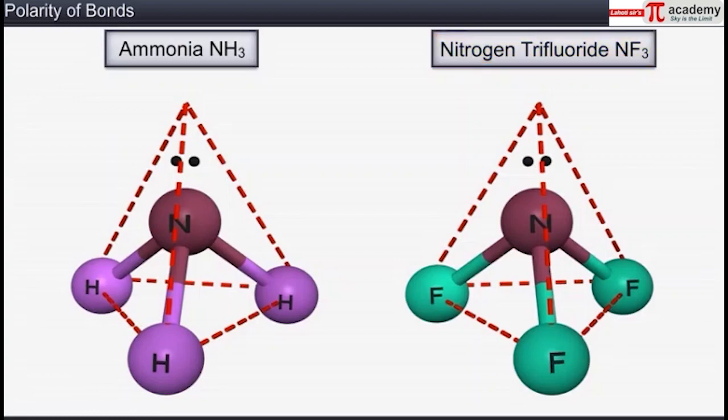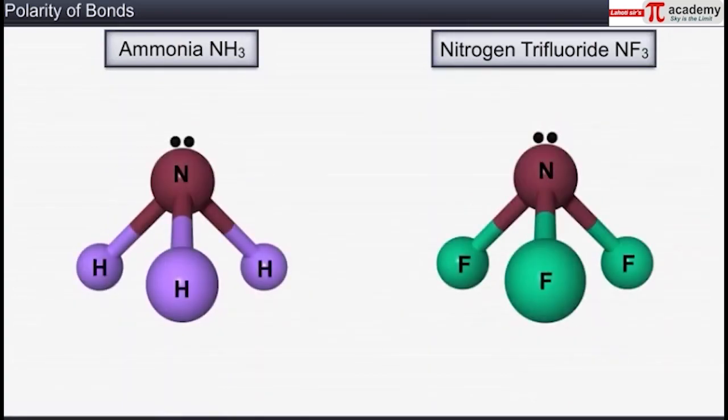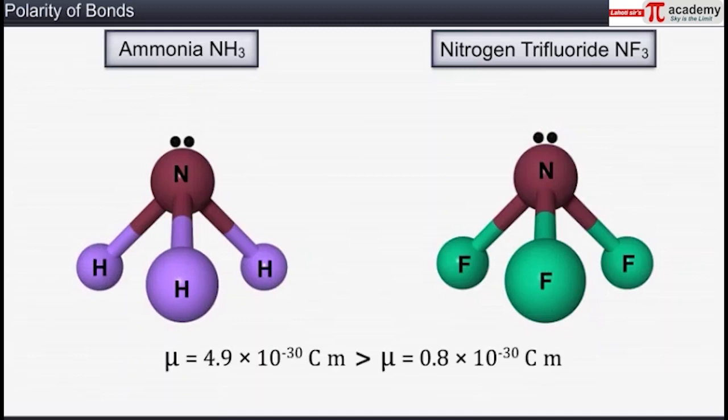Both of them have pyramidal shapes with a lone pair of electrons on each nitrogen atom. But the dipole moment of ammonia is greater than that of nitrogen trifluoride, though fluorine is more electronegative than nitrogen. There is an explanation.